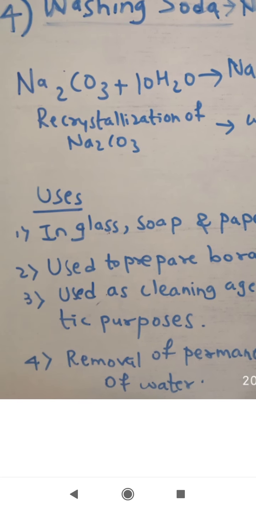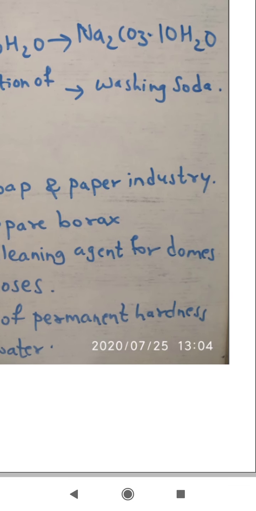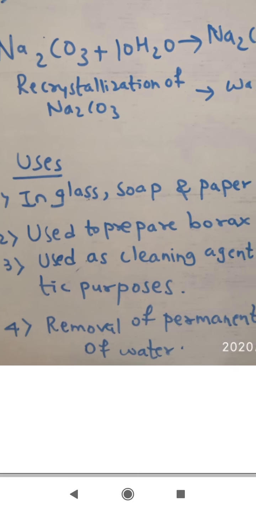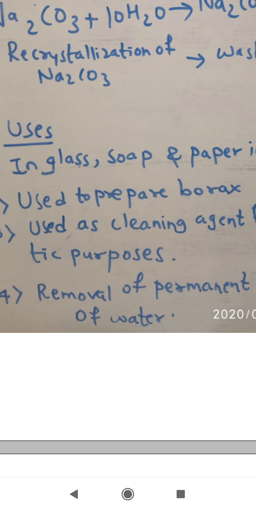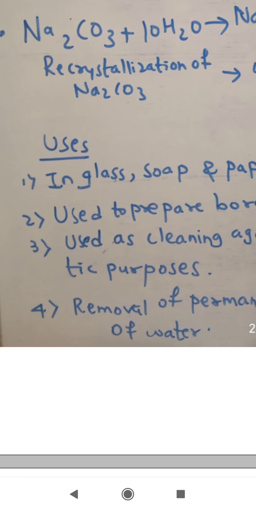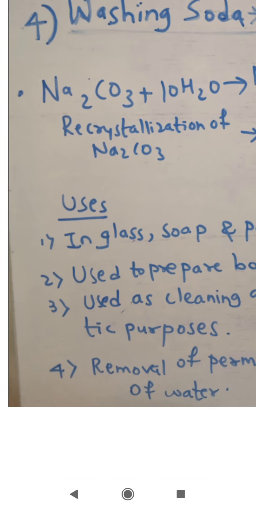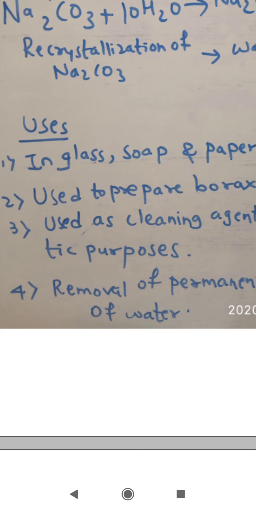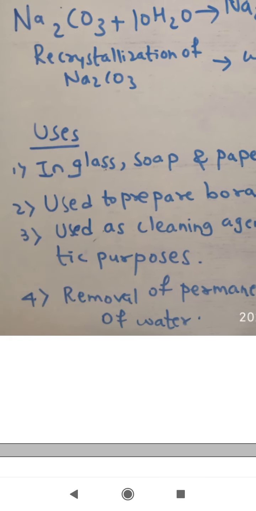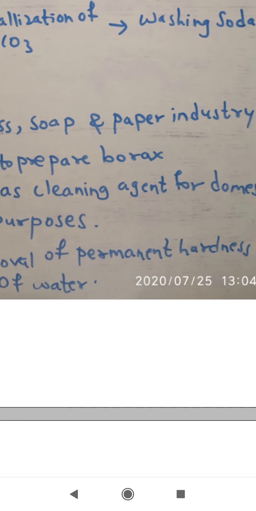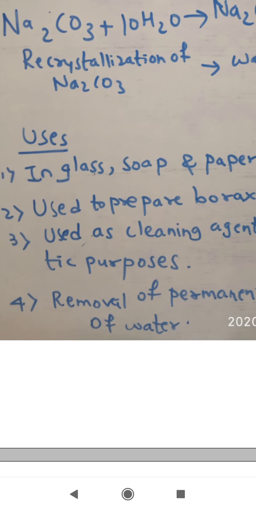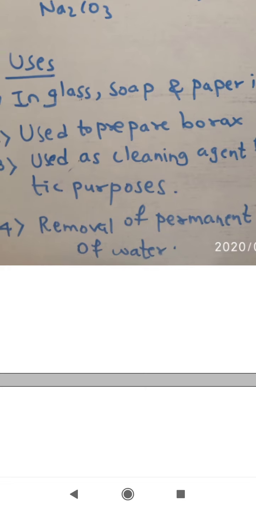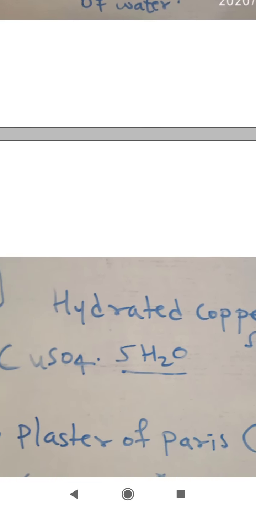What are the uses of washing soda? In glass, soap and paper industry, it can be used for making those, and it is used in the preparation of borax powder, which is used for different applications as a pesticide and all, and it is used as a cleaning agent for domestic purposes. This washing soda can be used for washing, that is cleaning purposes, and it can also be used for removing the permanent hardness of water. If you put this washing soda in hard water, it will remove the hardness and make the clothes very clean.